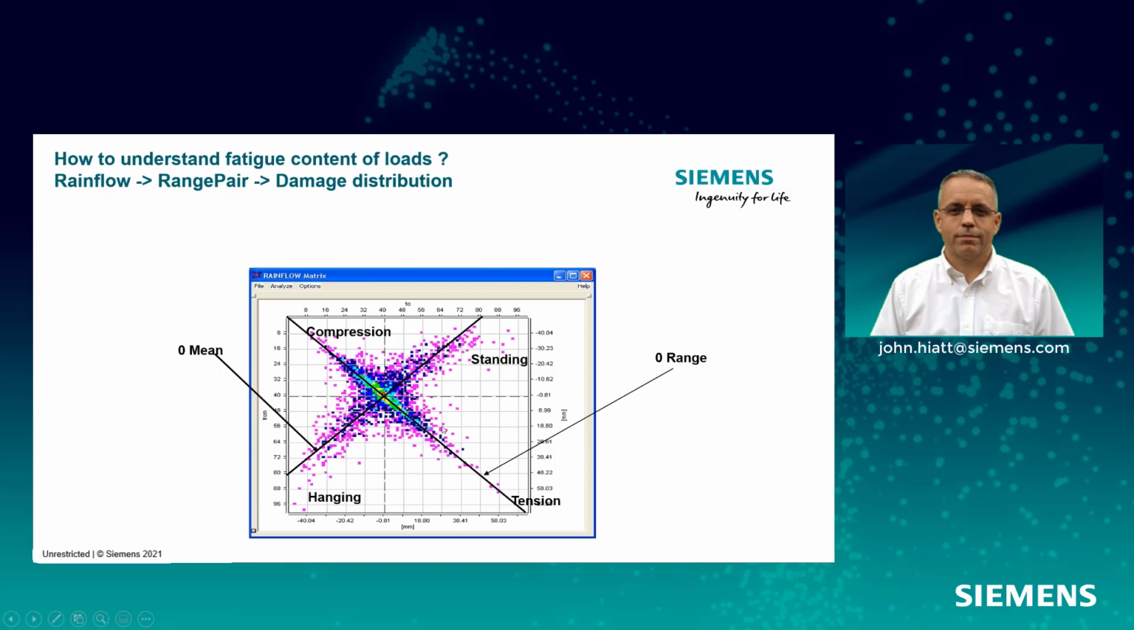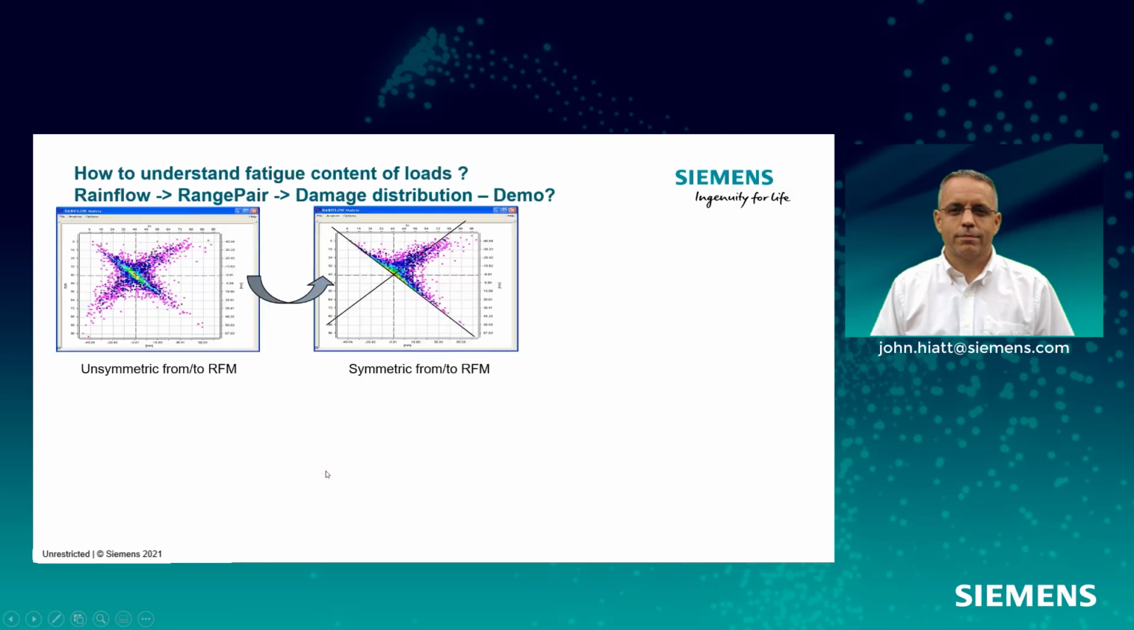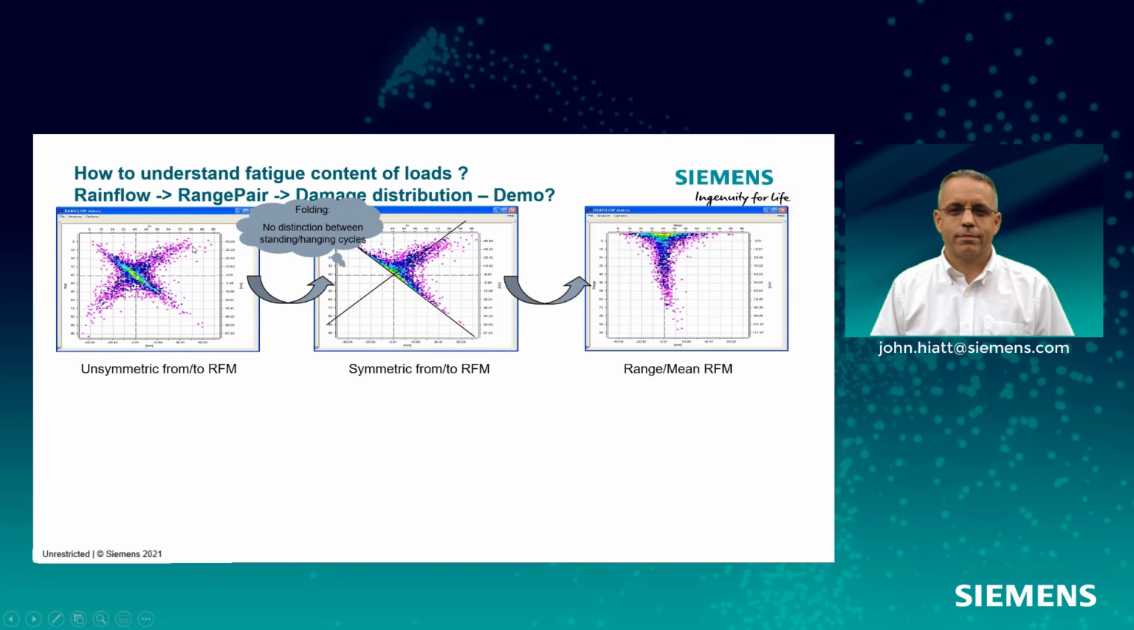They only look at one side of these, but it's needed to keep track of for reconstruction algorithms. So zero mean, compression, tension, cycles out here have a lot of damage. Now there are different ways different vendors look at this. In our software, we can do all of them, but we have the unsymmetric, which I like because it gives the prettiest designs. We have a symmetric, which is just we fold it over, hanging and standing. And then if we rotate that, we can get range mean.